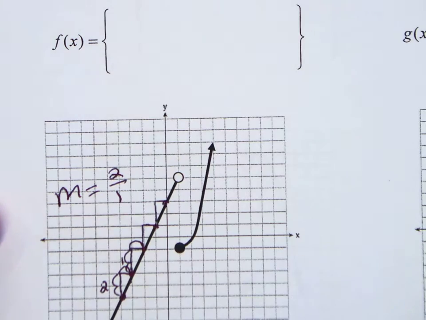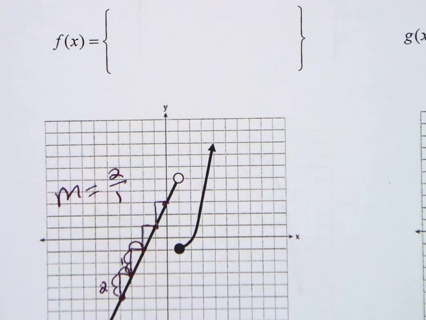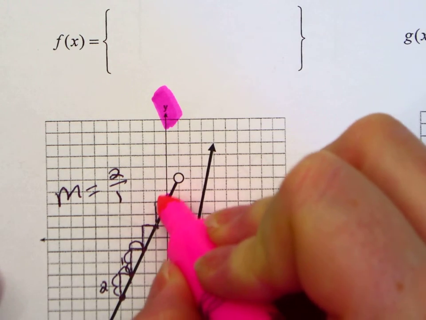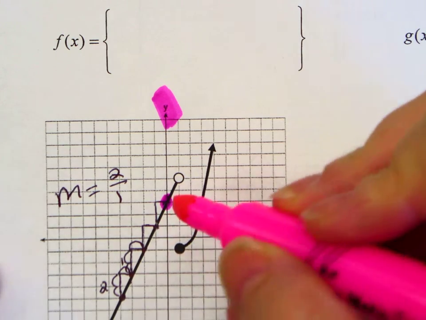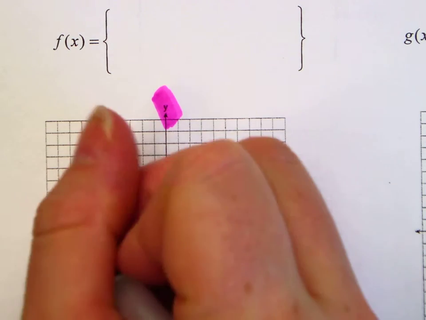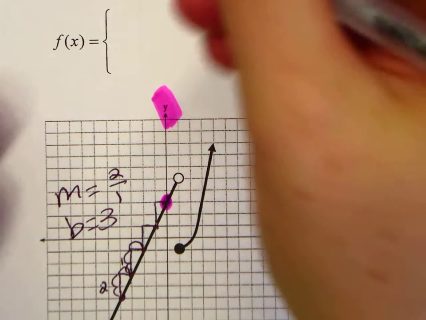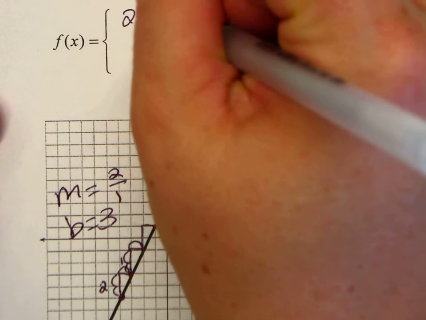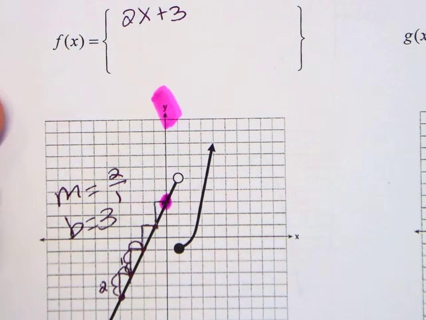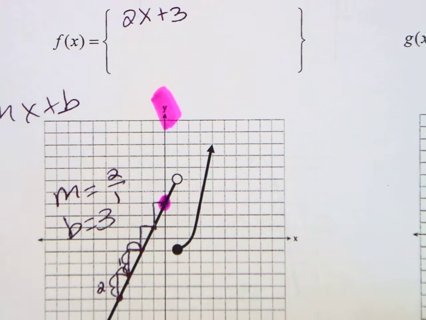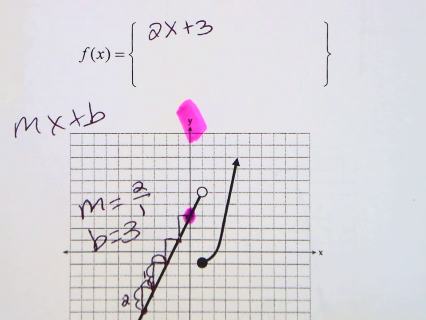Now do we know b in this case? Do we know where this thing crosses the y-axis? The y-intercept, this thing crosses right here at 3. So 1, 2, 3. So we can say b is 3. So this is a very easy equation to write. It's just f of x equals 2x plus 3. Remember, mx plus b. I'm replacing my m with 2 and my b with 3.